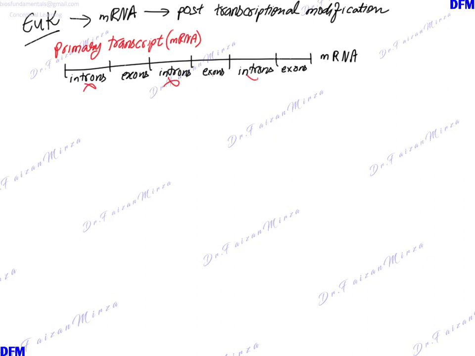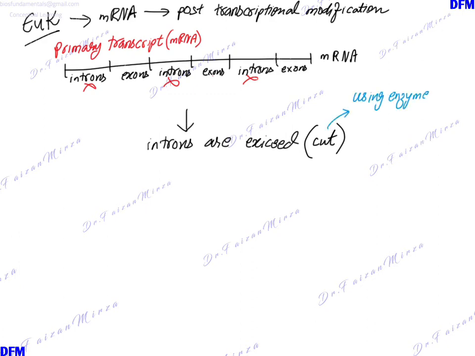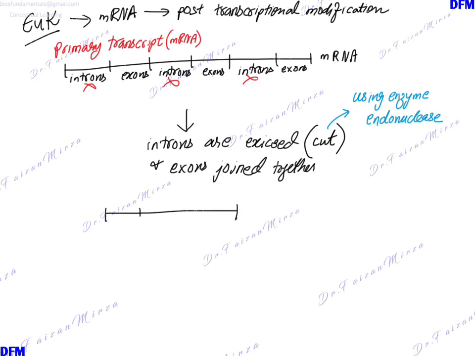Now the introns do not code for amino acids. They are just there. Basically only the exons are the ones that will be translated into amino acids. So the introns must be spliced, they must be removed, cut, excised, and they are cut by the enzymes endonucleases present inside the cell. So using the enzyme endonucleases, your eukaryotic cell chops up this mRNA, removes the introns, and only the exons are then joined together to make the final mRNA.